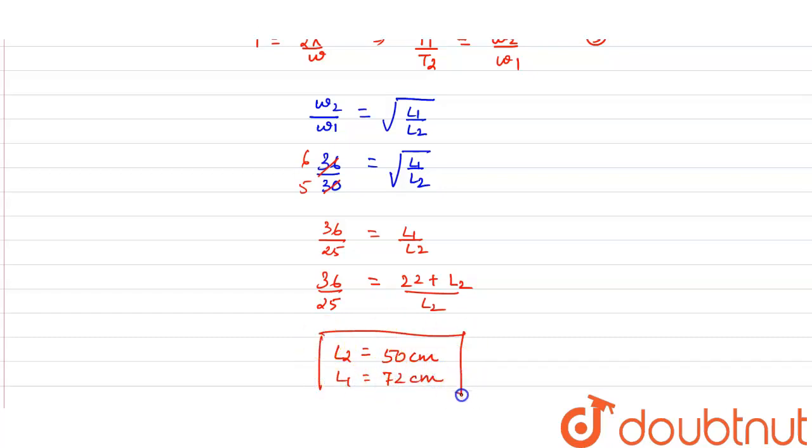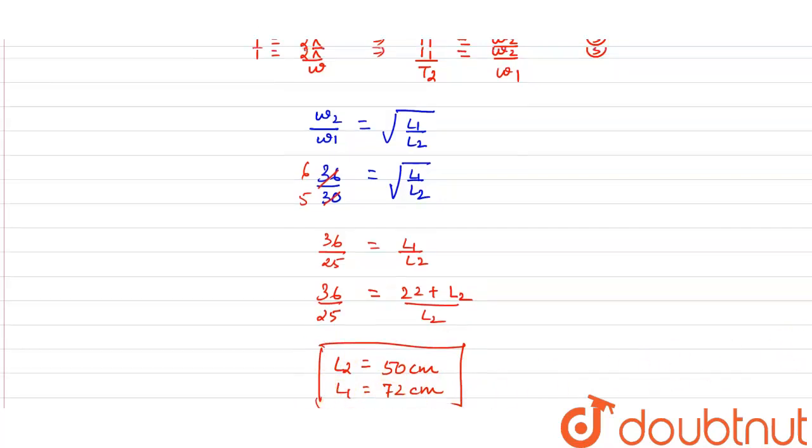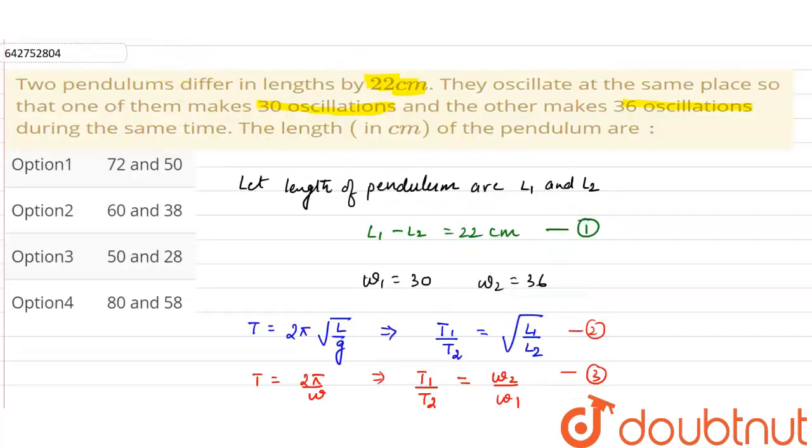Correct. Now we have got the length of the pendulums. Now checking out from the options, our option number 1 is the correct option. Correct. 72 and 50. Okay.